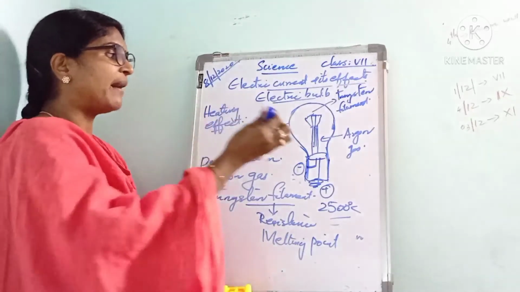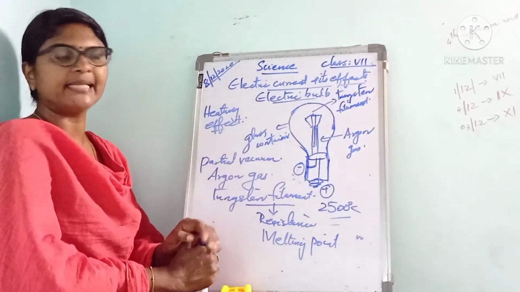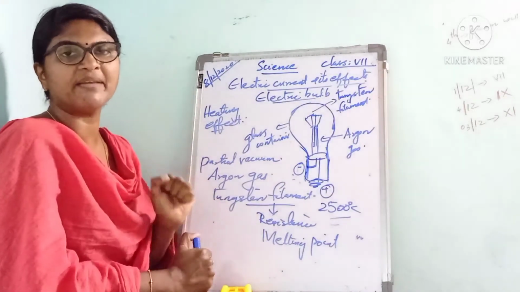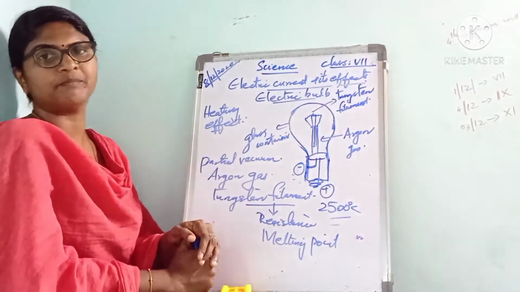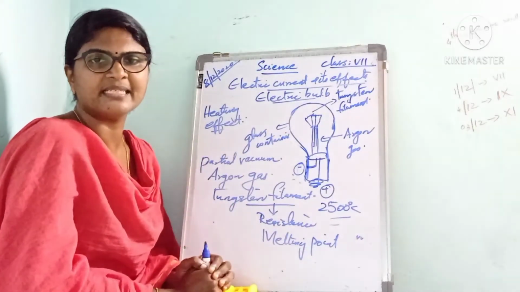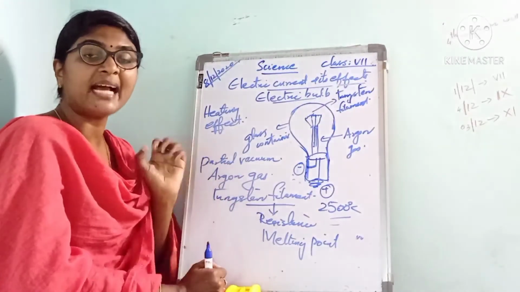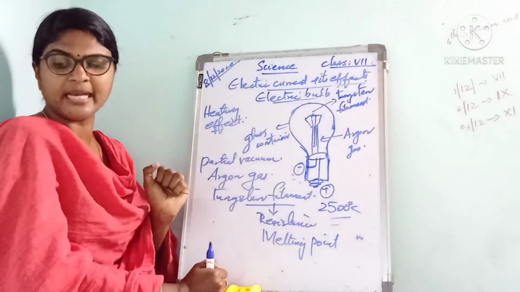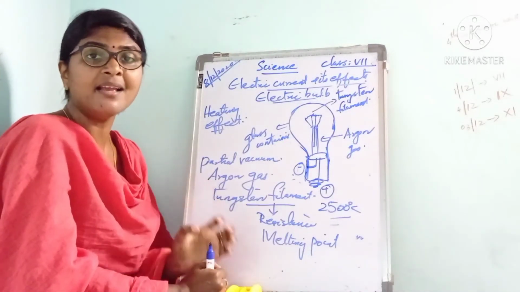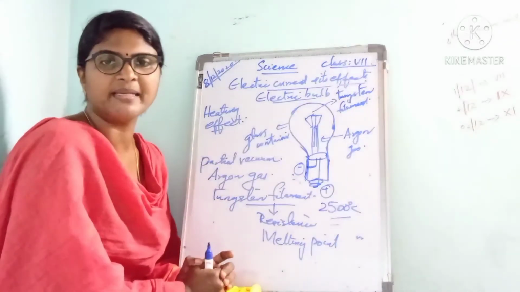The electric bulb has a partial vacuum. Inside it is argon gas, and also a tungsten filament, which is made of tungsten metal. What are the important properties of this tungsten filament? It has very high resistance and a very high melting point. These are the two important properties of the tungsten filament.